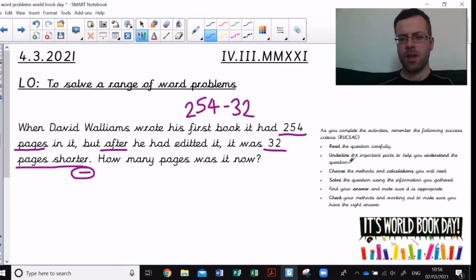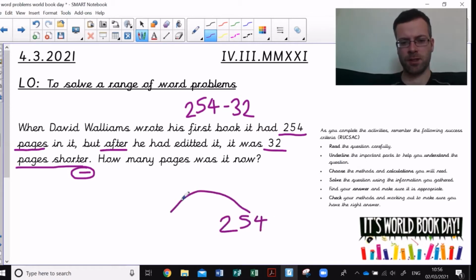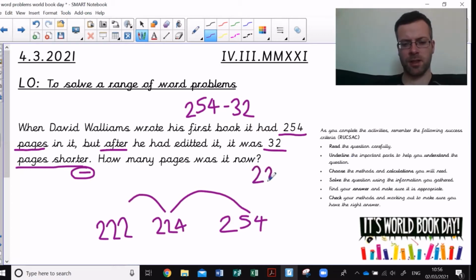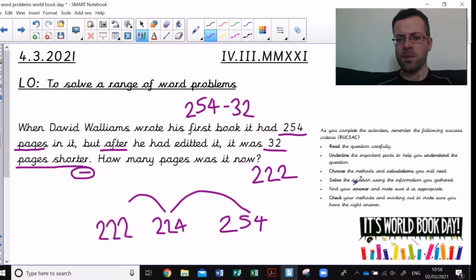I choose the methods I'm going to use, and I'm just going to do that. I'm solving the question, so let's solve it. 254 take away 30 is going to get me to 224. Take away another 2 gets me to 222. That's going to be my answer. Make sure you make your answer clear in the work that you do today, okay? I found the answer. Is it appropriate that it was 254 and then 30-something was taken away and it becomes 222? It does. Now I just check my methods. Well, that's 50 coming down: 44, 34, 24, take away another 2. I'm confident that that is right.